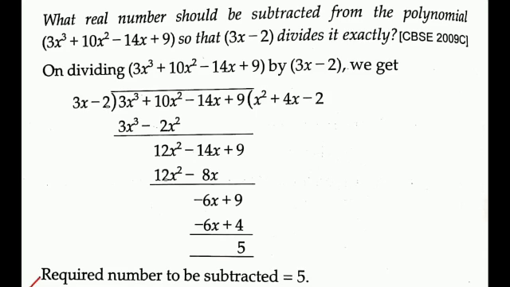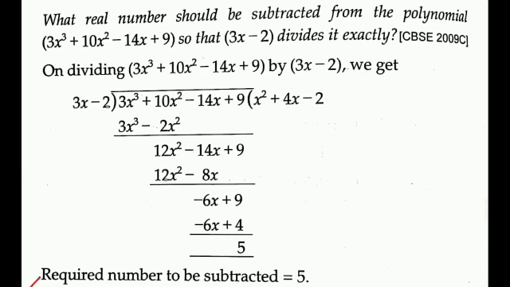Moving ahead, the next very important type of question is: if the polynomial x raised to the power 4 plus 2x cube plus 8x square plus 12x plus 18 is divided by another polynomial x square plus 5, the remainder comes out to be px plus q. Find the values of p and q. So here the dividend is given to us, the divisor is given, even the expression for the remainder is also given.